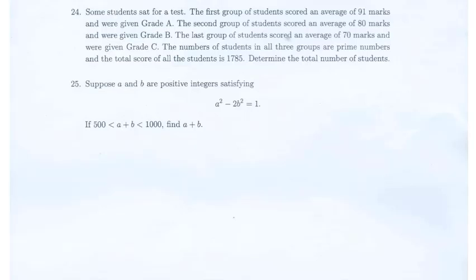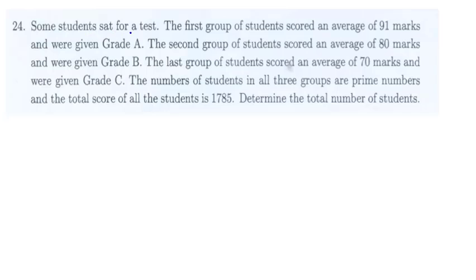SMO 2019 senior section first round problem number 24. Some students sat for a test. The first group of students scored an average of 91 marks and were given grade A. So we consider their scores are S1, S2, up to SP, the number of them, over P is 91. So the sum of them equals 91P.